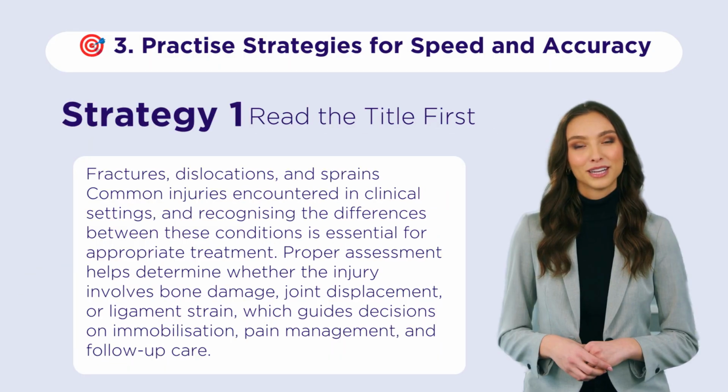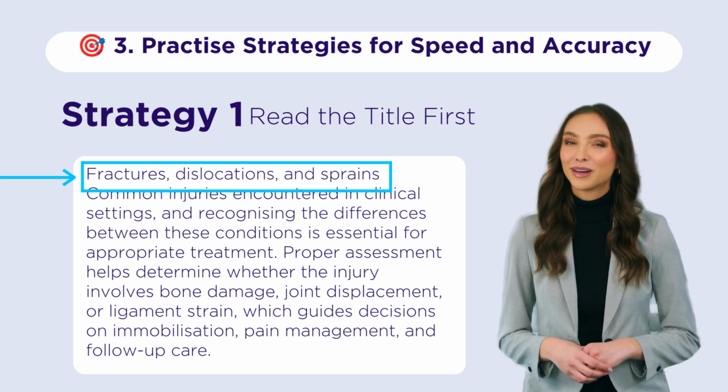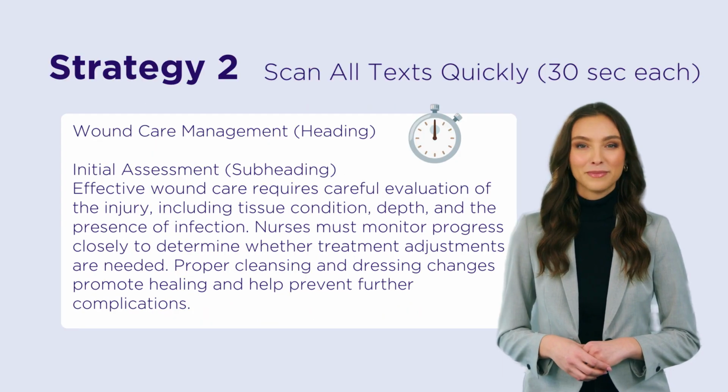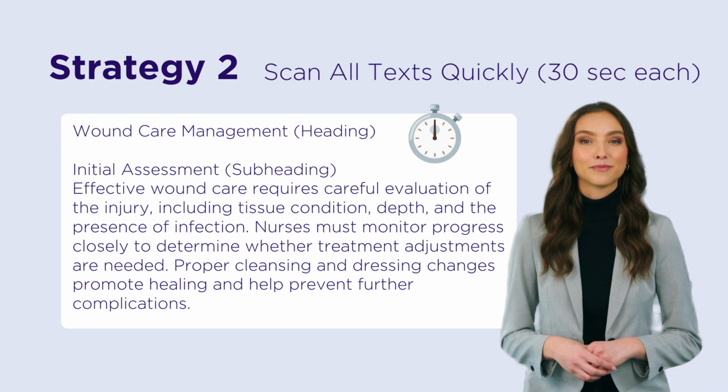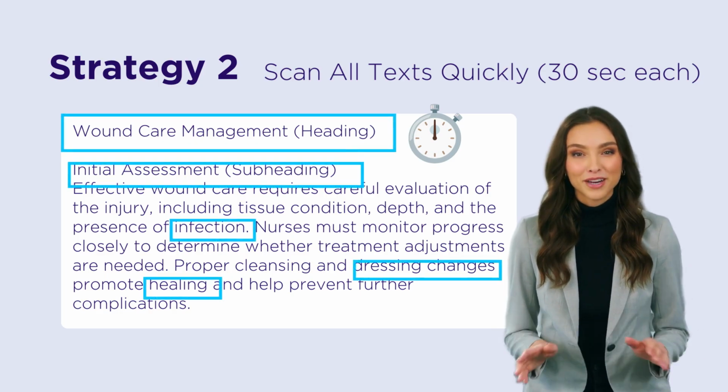Before you start, look at the main title above the text. It tells you the topic and helps you predict what kind of information you'll find. Spend about 30 seconds scanning each text before you answer. Look at headings, subheadings, and keywords to find information faster later.